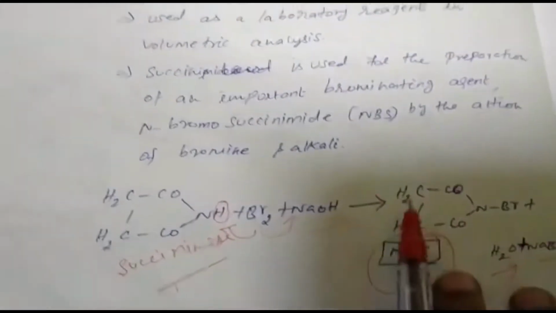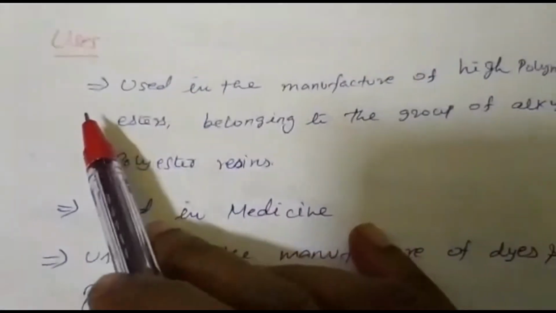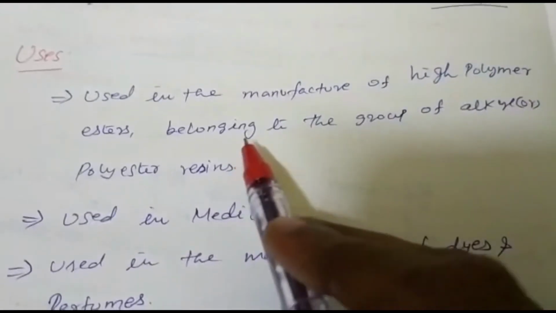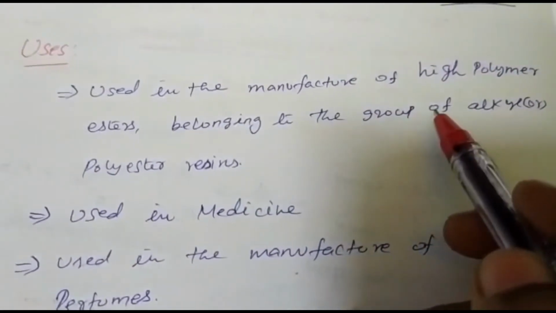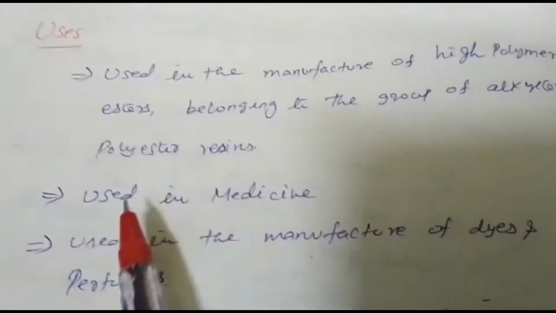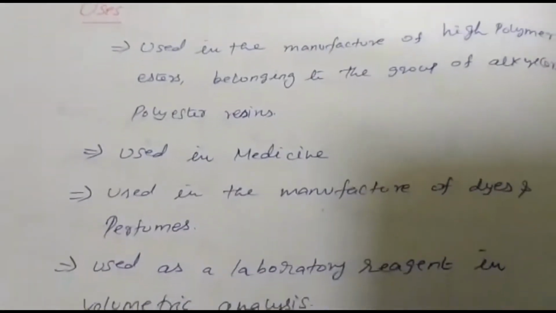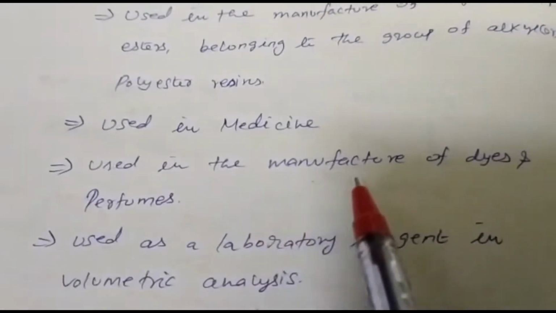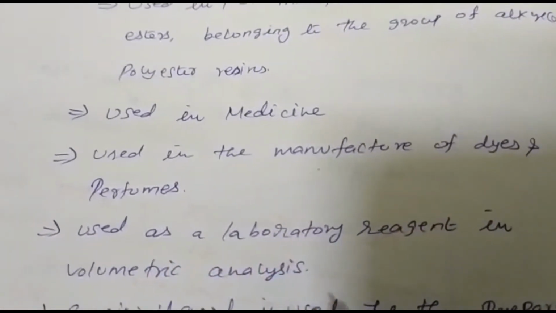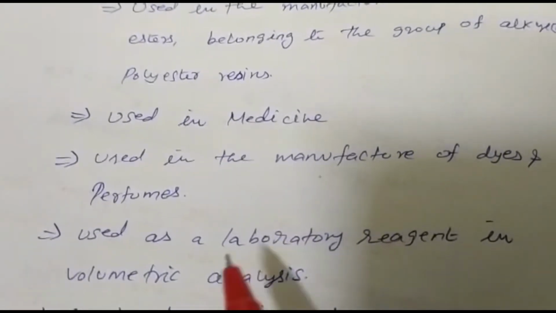So next, uses of succinic acid. It is used in the manufacture of high polymer esters belonging to the group of alkyd or polyester resins. It is also used in medicine. Succinic acid is used in the manufacture of dyes and perfumes. It is also used as a laboratory reagent in volumetric analysis.